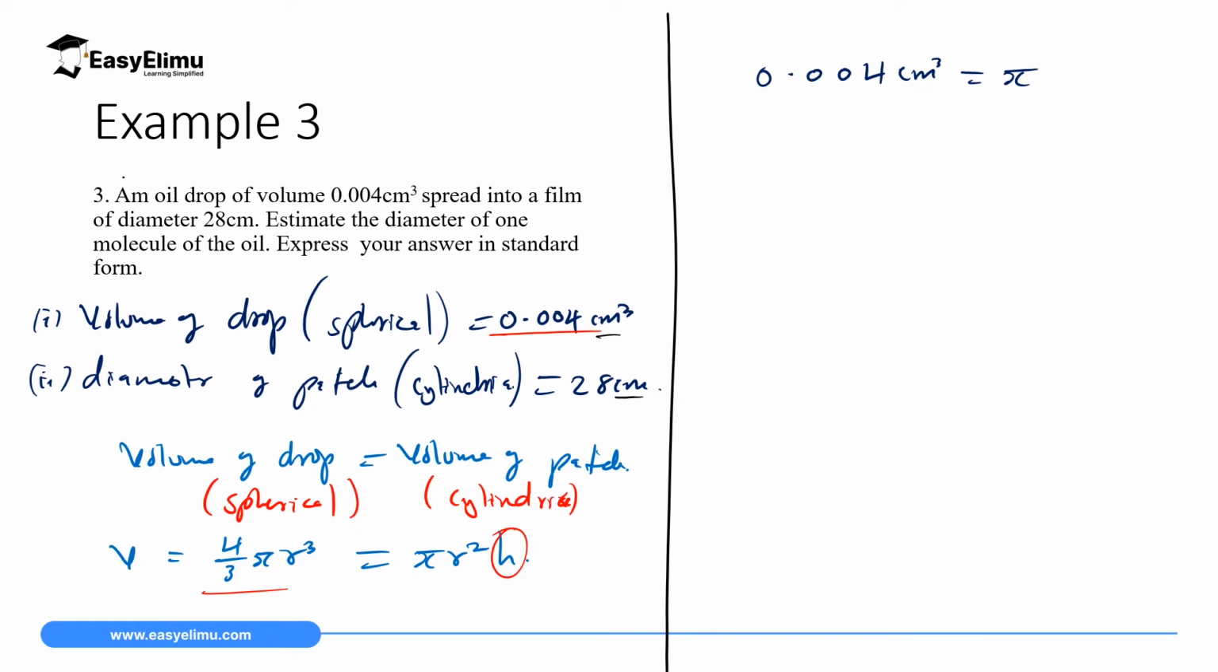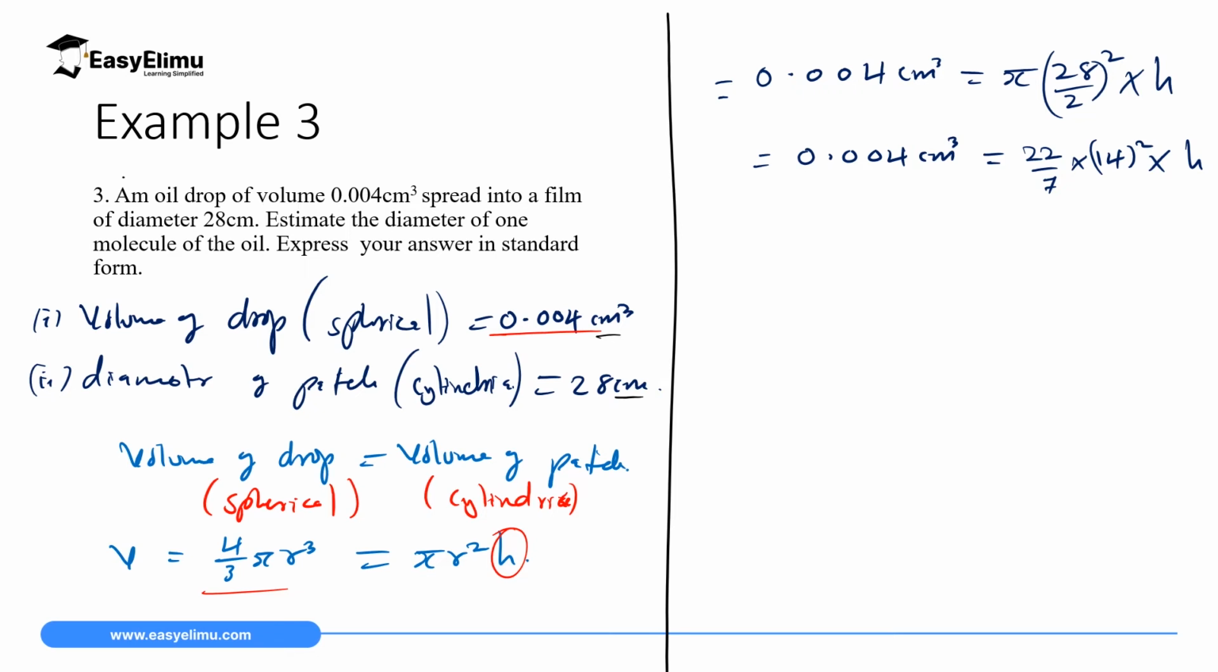squared h. Do we have the radius of this cylinder? Yes, that is 28, that is the diameter. So the radius will be 14. In this case, it will be 28 divided by 2, squared, times h, which will be our thickness. So we can write 0.004 cubic centimeter is the same as 22/7 times 14 squared times h, where h is the thickness of this molecule.